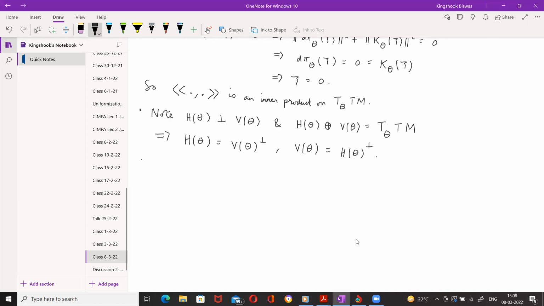And also note that d pi theta restricted to h theta, from h theta to TPM, this is an isometry.